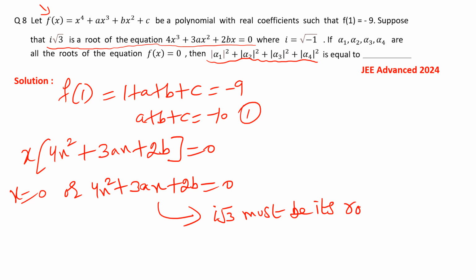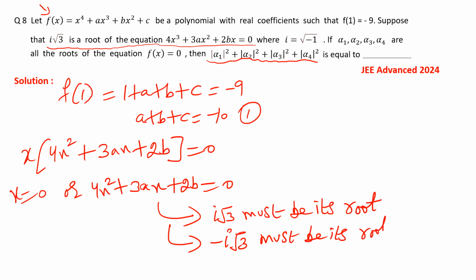Right? Now students, if you are aware of the basic concepts of quadratic equations, then you must be knowing that whenever the coefficients of any quadratic equation are all real quantities, then if one of its roots is a complex number, then the second root must be its conjugate. That means if one of the roots is a + ib, then the second root must be a - ib. So according to this rule, the second root of this equation must be -i√3.